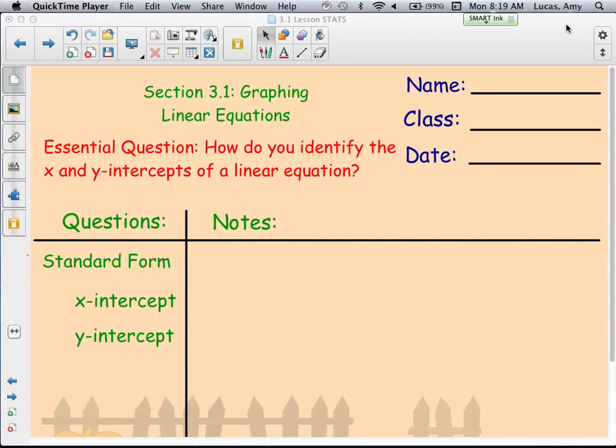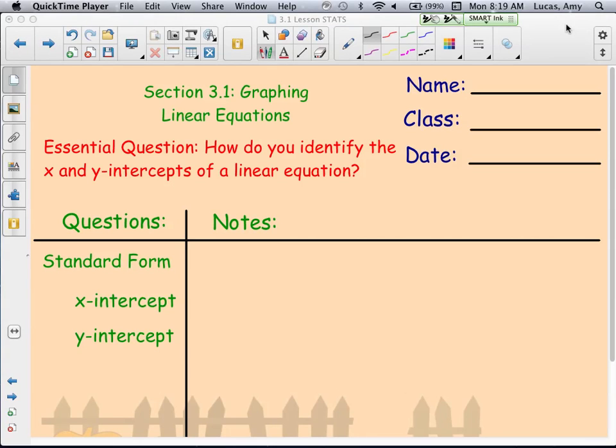Section 3.1, Graphing Linear Equations. Our essential question today is how do you identify the x and y-intercepts of a linear equation? So the x and y-intercepts of a linear equation. We have three new vocab words. The first one is called standard form.